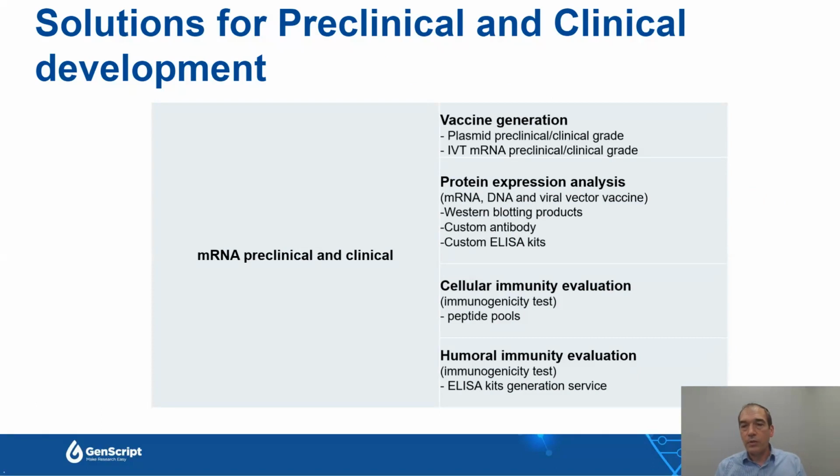So some of the solutions that GenScript can offer for you in the preclinical stage are, we can develop the molecules for you. As I mentioned, of course, we can produce the plasmids, preclinical grade plasmid. We can produce IVT mRNA preclinical grade at very high quality and purity. We can offer some of the tools that are needed for the analysis for protein expression levels, Western blotting tools, custom antibodies for various immunoassays, custom ELISA kits for detection. For cellular immunity evaluation, we can develop peptide pools and libraries for you, and we can develop also ELISA kits for humoral immunity evaluation.